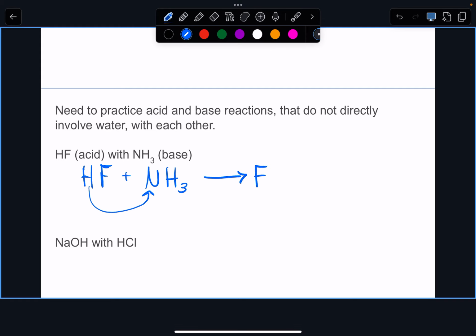So you get F minus after that hydrogen leaves, and NH4 plus. Again, putting the state of aqueous reminds you that it's in water. It's just that the water's not actually acting in this one. It's not acting as the acid or the base because you already have an acid and a base in there.